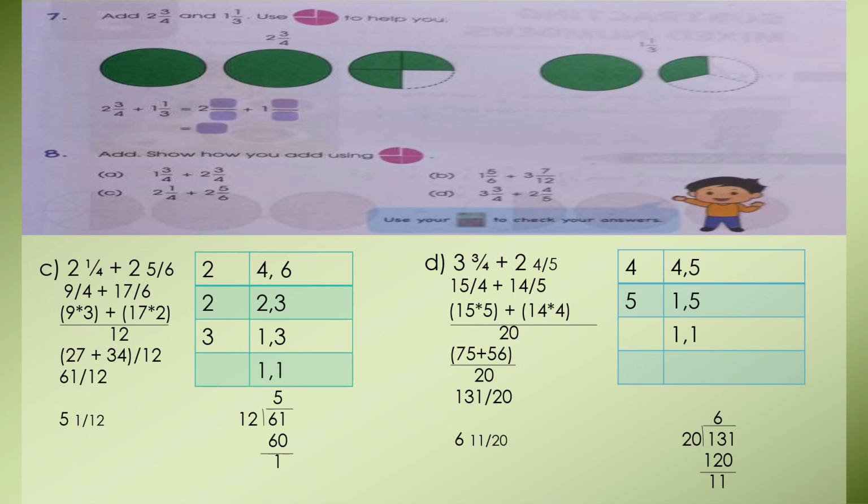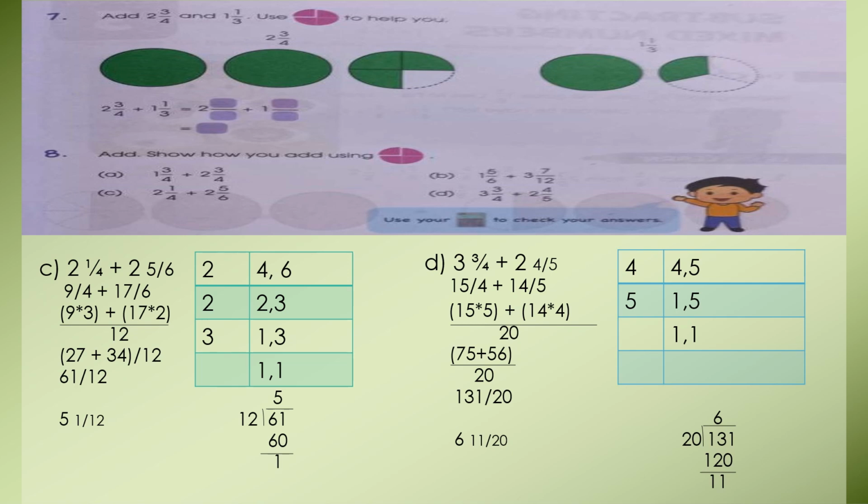In part C, we have 2 whole number 1 over 4, and we have to add it to 2 whole number 5 over 6. Here we first converted these mixed numbers into improper fractions: 4 into 2 is 8 plus 1 is 9 over 4, and 6 into 2 is 12 plus 5 is equal to 17 over 6.